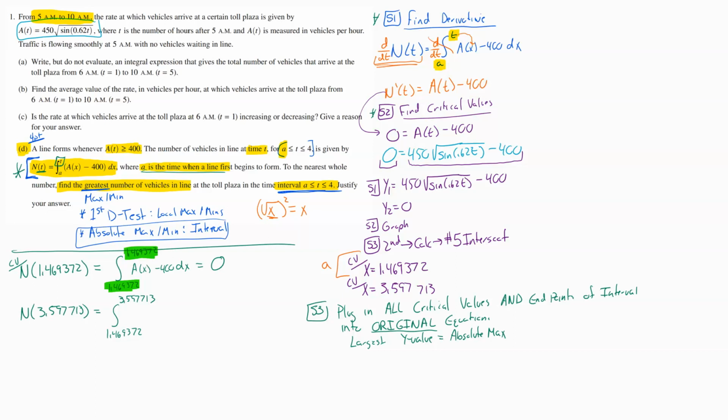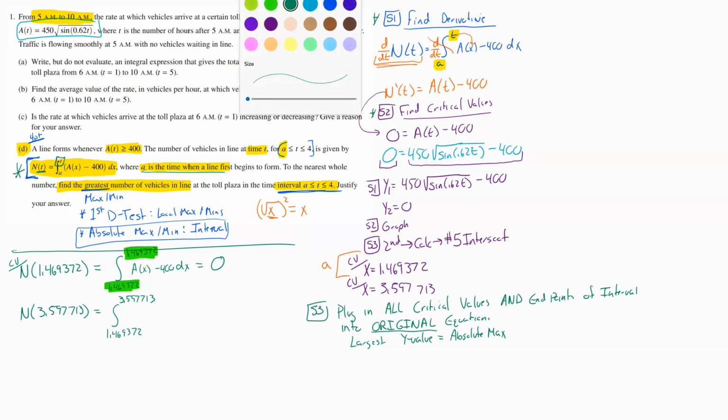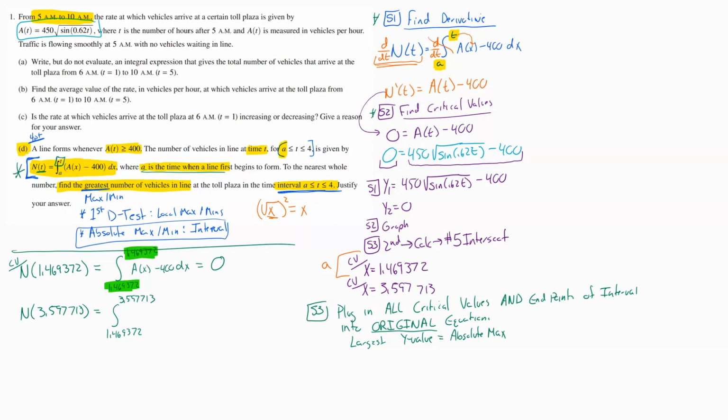And then we've got our a of x, which we're going to need, so let's go ahead and plug it in. It's the same a of x we've been working with. That was our original equation, so 450 square root of the sine of 0.62 t d, oh, not dt yet, minus 400, and then dx is what we're talking about on this one, so this would be an x inside here. And to do this, we saw this in a previous video.